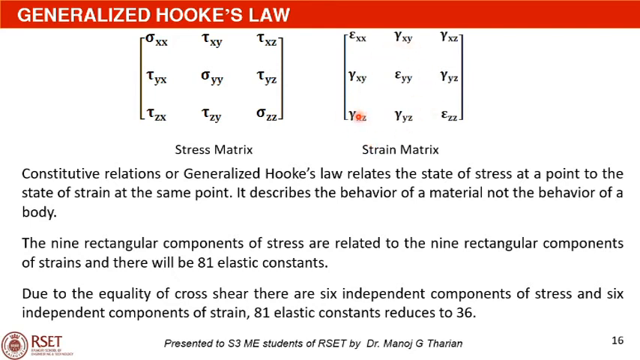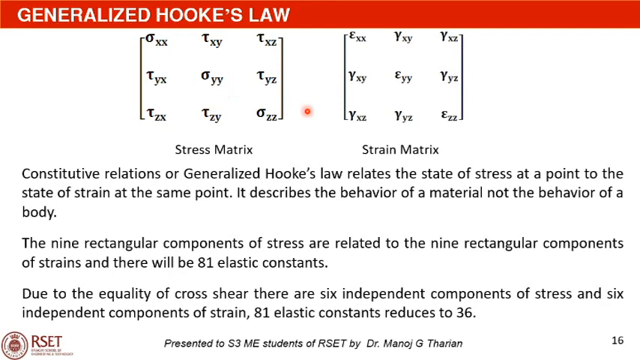Now, there exists a definite relationship between the stress components and the strain components. Constitutive relations or generalized Hooke's law relates the state of stress at a point to the state of strain at the same point. It describes the behavior of a material, not the behavior of a body. The 9 rectangular components of stress are related to the 9 rectangular components of strain.